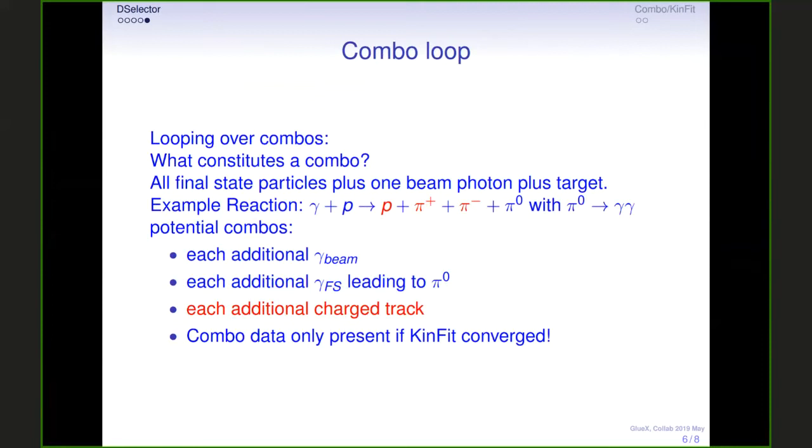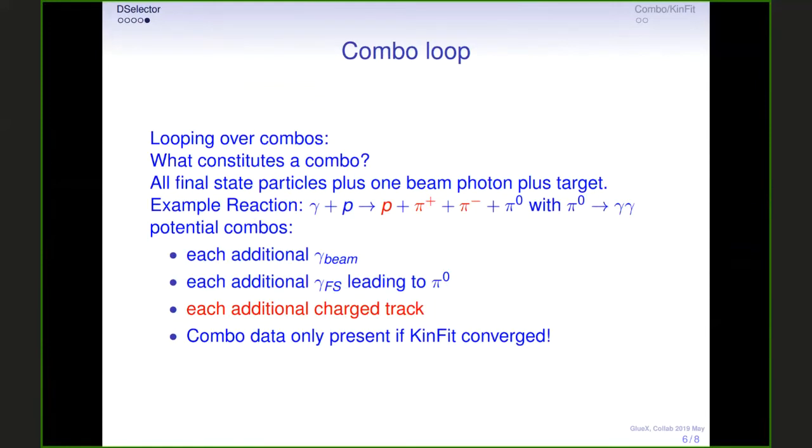No, I think Benny's statement here is true, that there's only combo data stored for combinations that pass the kinematic fit confidence level cut. So if there's a track in the T tree, it must have been used in some combo that passed the kinematic fit confidence level cut. Well, it just has to converge, right? It just has to converge. Yes, that's right. So if there's a track in our default T tree, it exists in one of the combos that has a confidence level, where the kinfit converged.